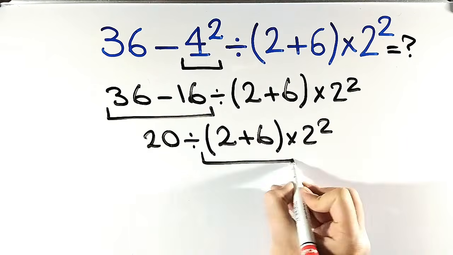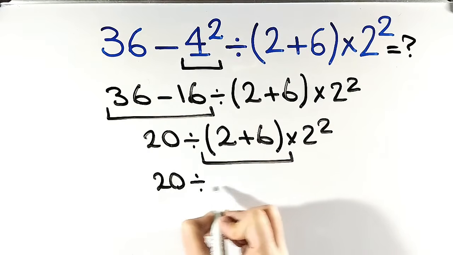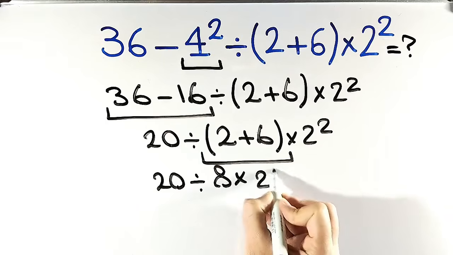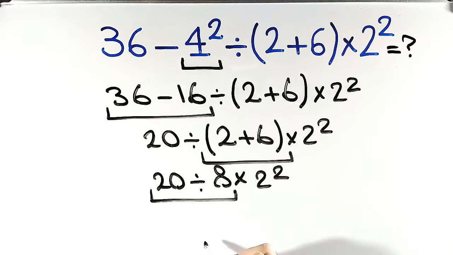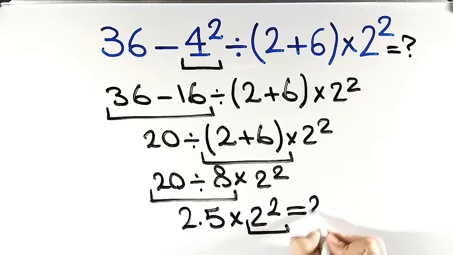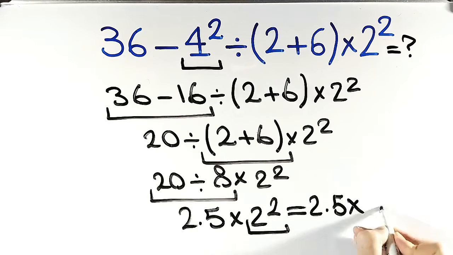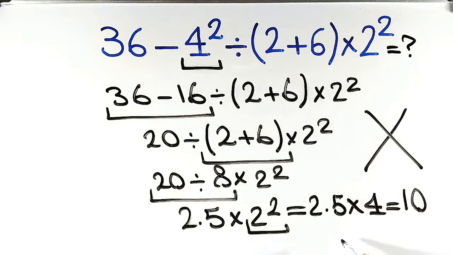Then they go to the expression inside the parentheses and write this equation as 20 divided by 8 multiplied by 2 squared. Next, they go for the division between 20 and 8, and instead of this expression, they write 2.5 multiplied by 2 squared. In the final step, they go for the exponent and write this equation as 2.5 multiplied by 4, which finally gives them the answer 10. However, this answer is absolutely wrong.